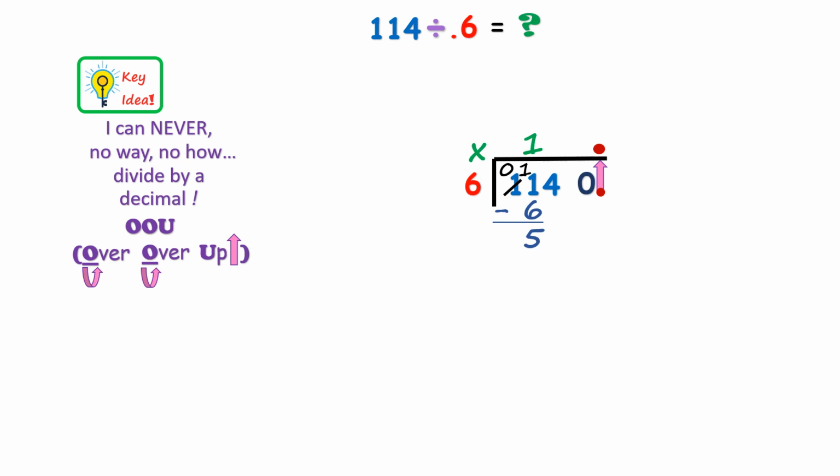So when I borrow and I have 5 left over, I now bring down my next number. My next number is a 4. Will 6 go into 54? Yes, it will. How many times? 9 times.